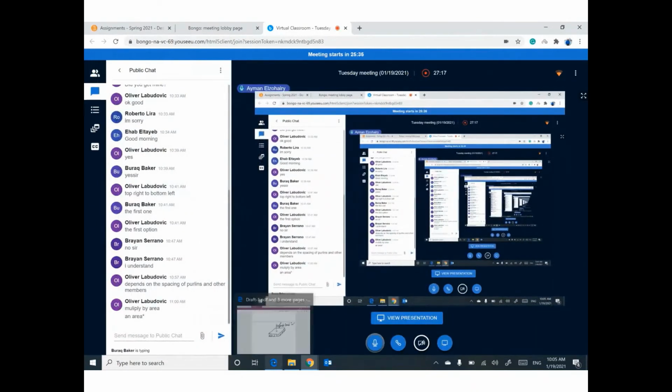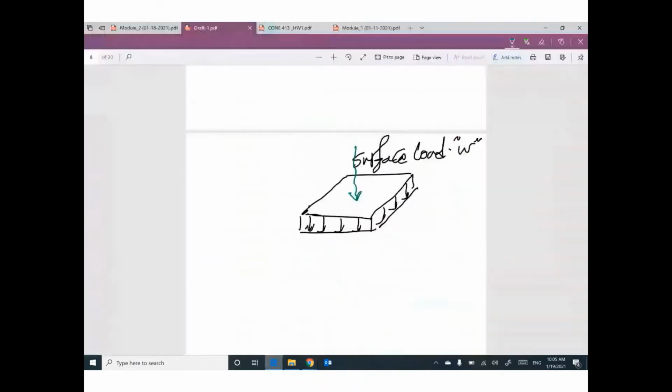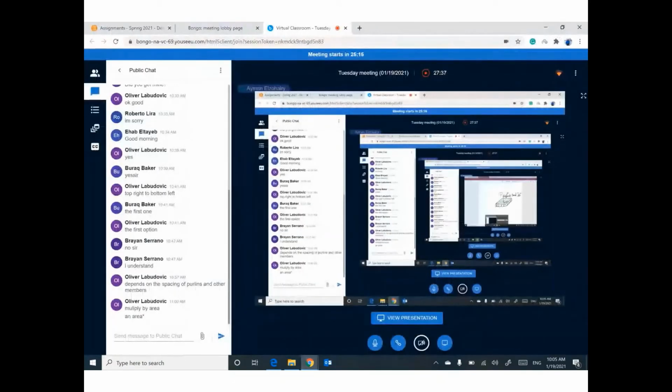So you need to multiply it by area. This area, if you multiply this area by W, I can get concentrated load P. Does that make sense? That makes sense.